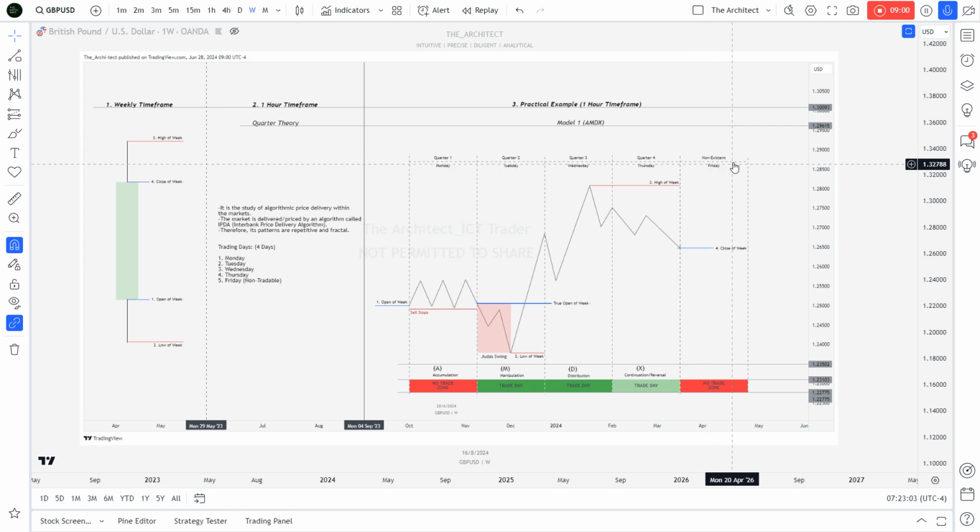So Friday's quarter is non-existent, which will also give you an indication that you do not trade Friday, because Friday has a different responsibility. The algorithm is focused on these four trading days. Those are the four trading days that you will be looking forward to. And that's how quarter theory works.